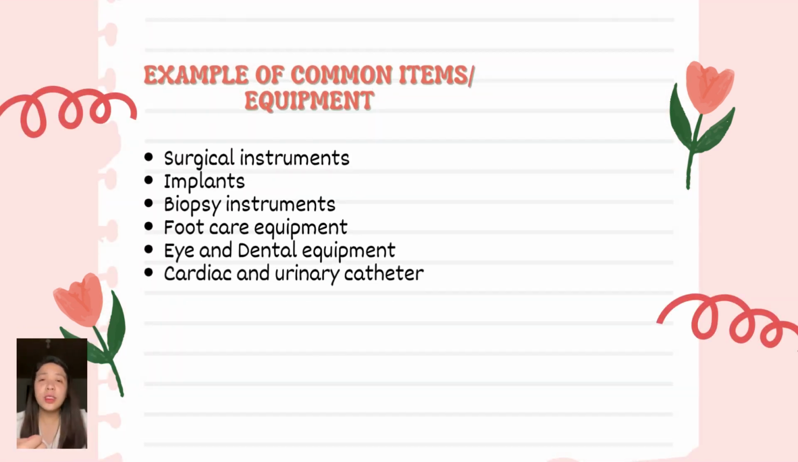So these are examples of common items or equipment for the critical or high category. The first is surgical instruments. Next are implants, biopsy instruments, foot care equipment, eye and dental equipment, and last are cardiac and urinary catheters.